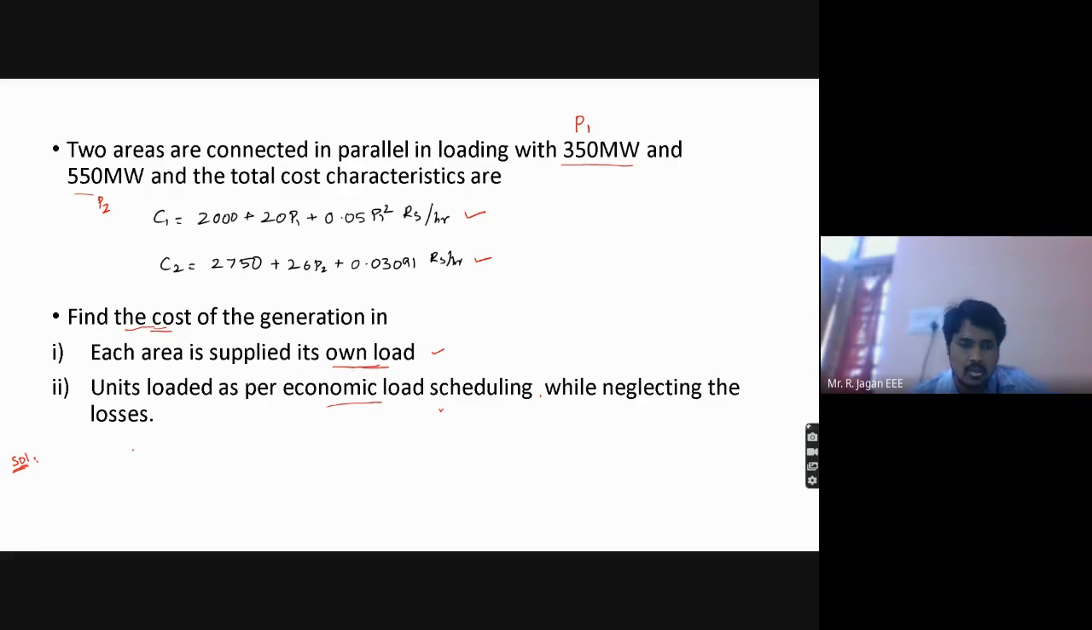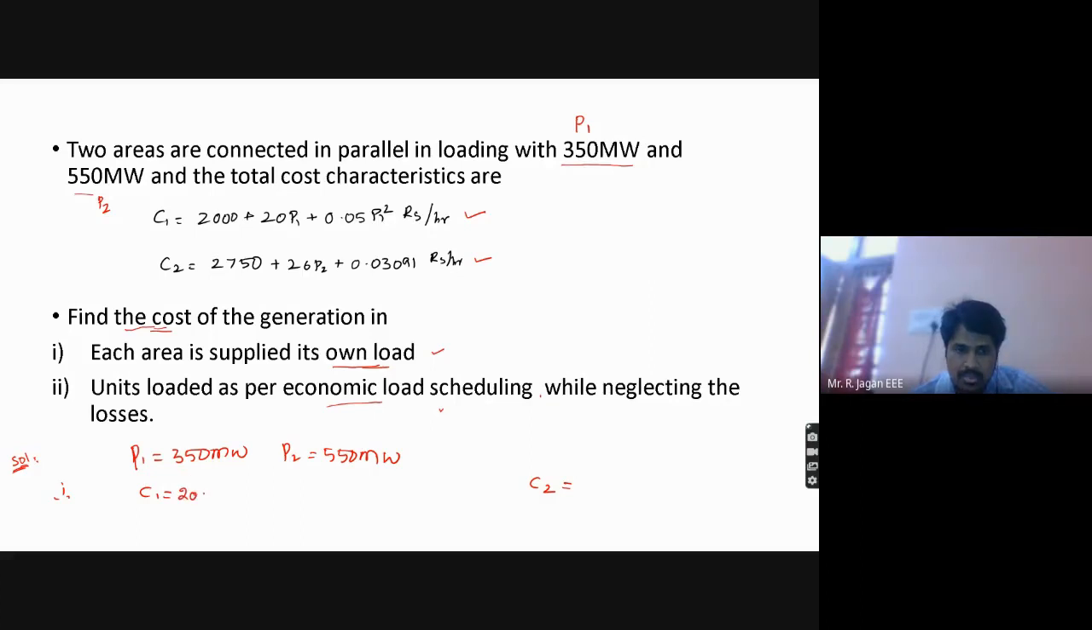So here the own load is given by P1 equals 350 megawatts and P2 equals 550 megawatts. Right? So first question: each area is supplied its own load. That means I am substituting the P1, P2 values in C1 and C2 and calculating the cost of individual alternators. Please do it and tell me now.